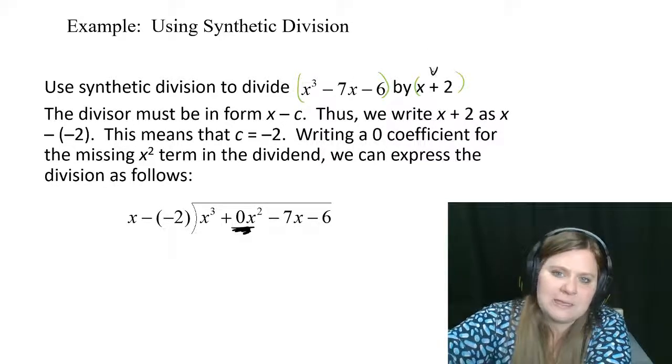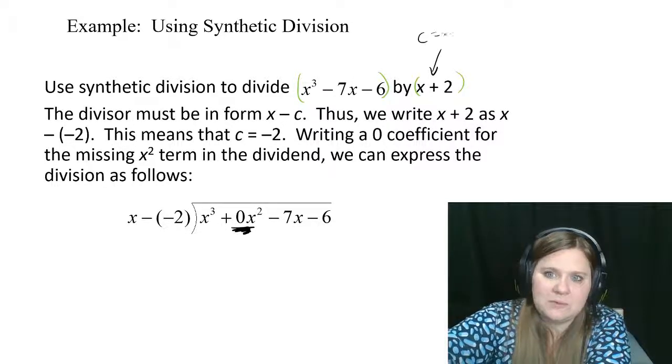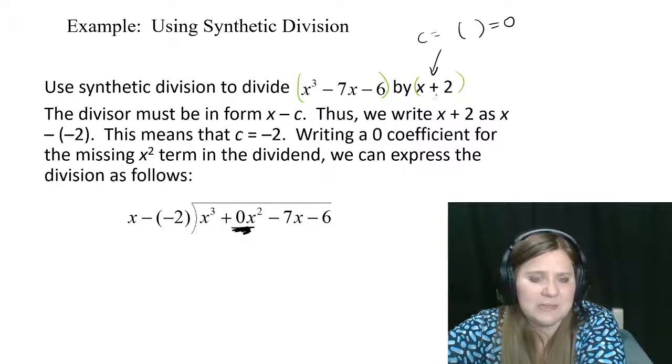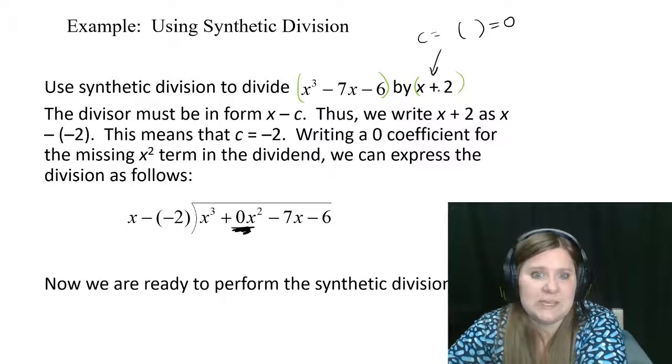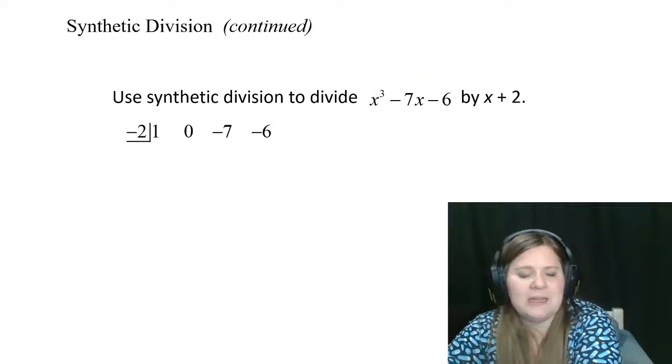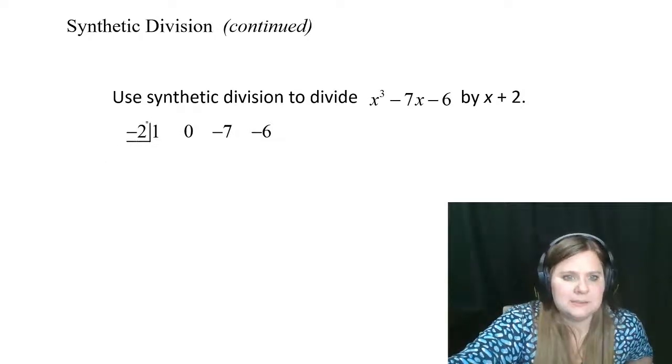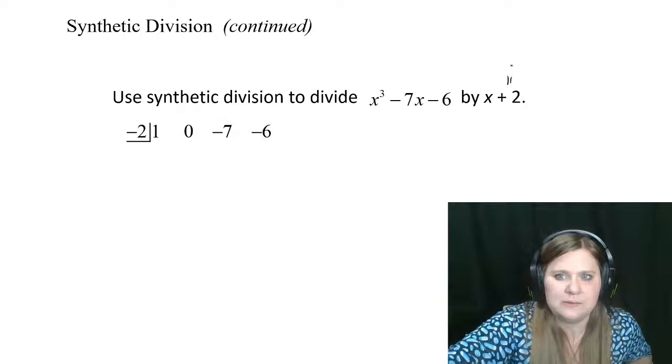Another way to think about it is c equals what makes the parentheses equal 0. So in this case, -2 would make that equal to 0. That's why we get -2 for c. So we're going to go ahead and write this out. -2 goes in my box, because again, that's what makes this equal 0.